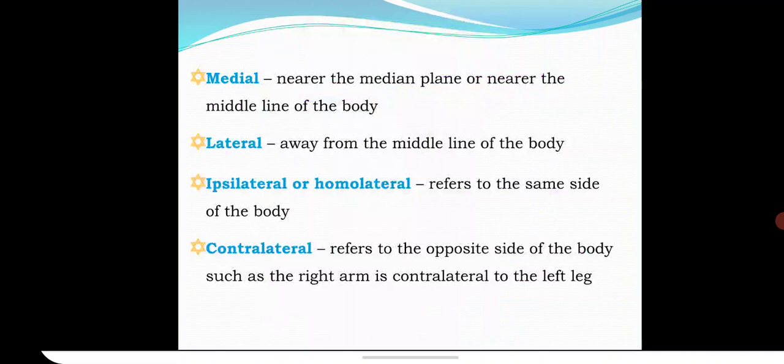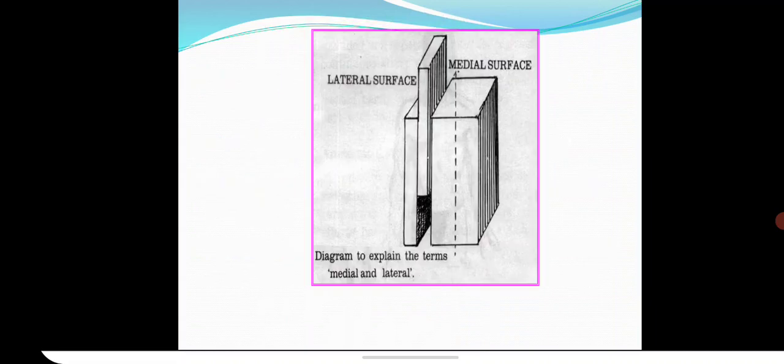Medial is nearer the median plane or nearer the middle line of the body. If you take two structures, the one near to the midline will be called medial. The structure which is away from the midline will be called lateral. Ipsilateral or homolateral refers to the same side of the body. Contralateral refers to the opposite side of the body, such as right arm is contralateral to the left leg. So, you should understand medial surface and lateral surface.